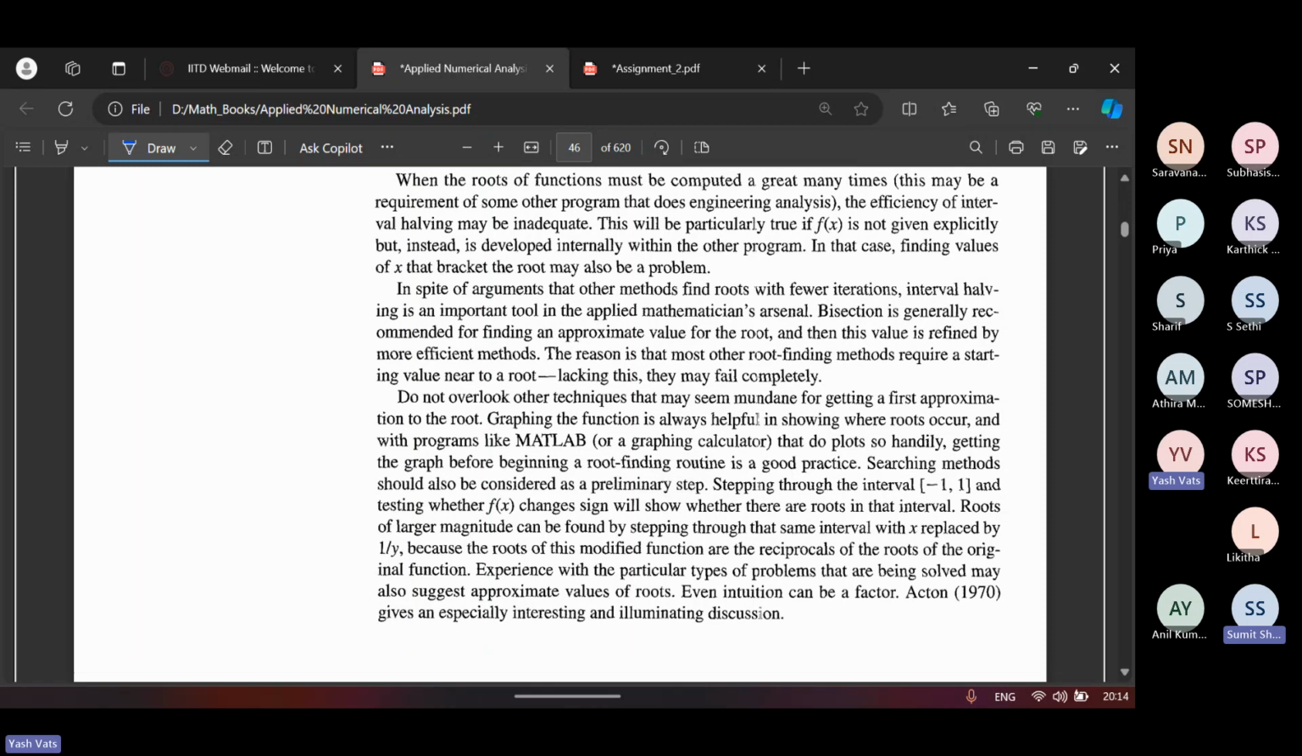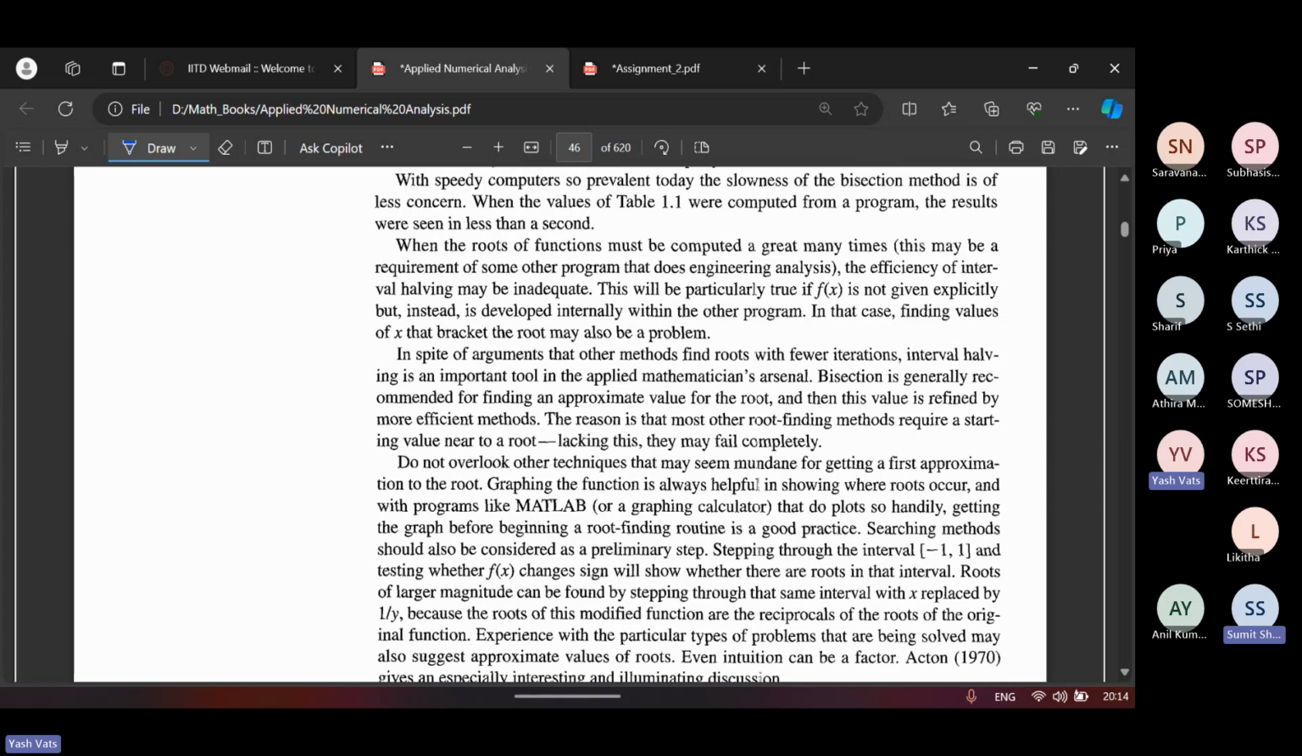Most other root finding methods require a starting value, and lacking this may fail. Okay, so what is another drawback other than f being continuous? Firstly, f should be continuous, otherwise the bisection method may not work.